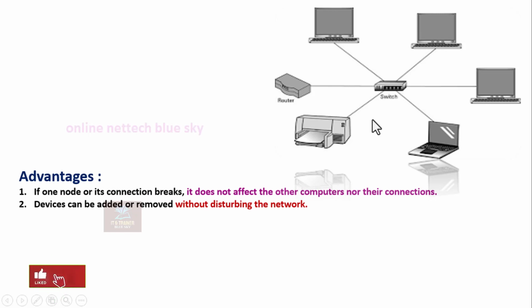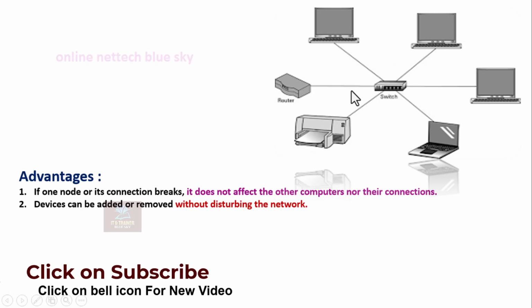For example, if you want to remove a printer or add a new printer, disconnect and connect your new printer. There is no need to shut down. Directly you can connect, and it automatically gets its IP address and starts network communication. So this is a very big advantage.